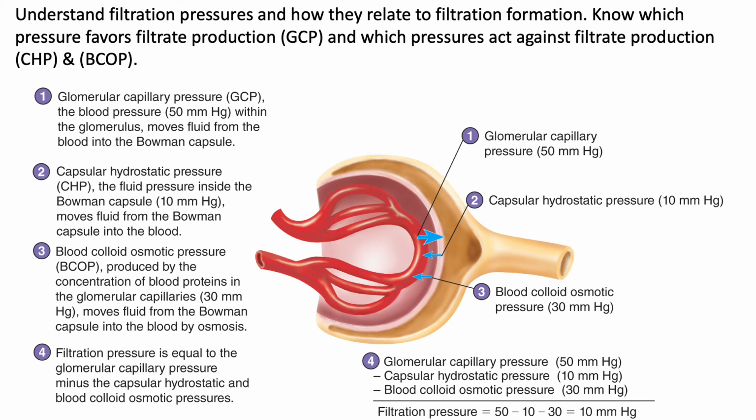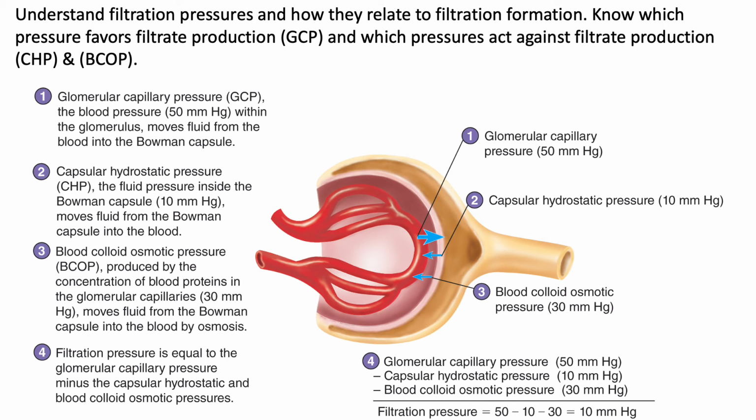The next pressure you see is capsular hydrostatic pressure. That is simply the pressure of the fluid already present in the Bowman's capsule, the filtrate that has already moved across the capillary into the capsule and just hasn't moved along yet. So it's just physical pressure of fluid that's already present, and that pushes opposite the direction of filtrate production.